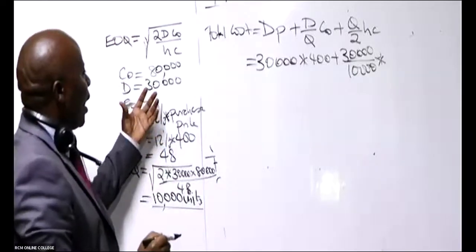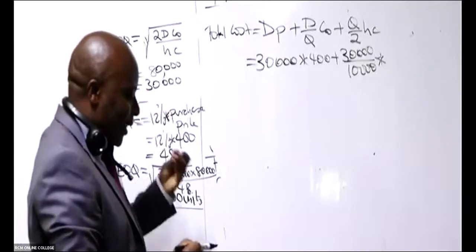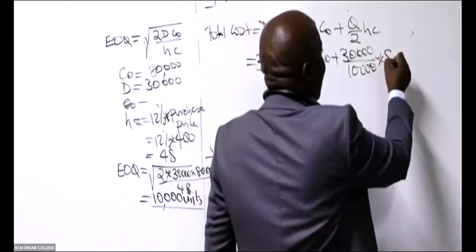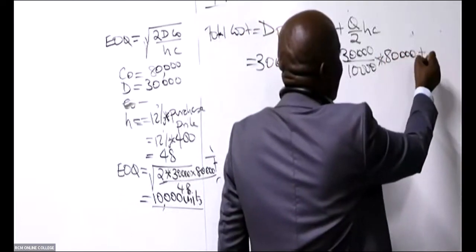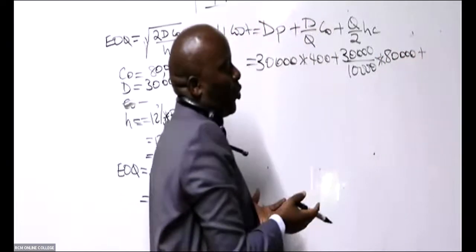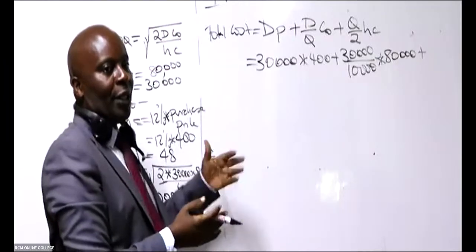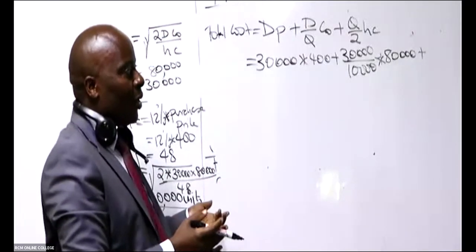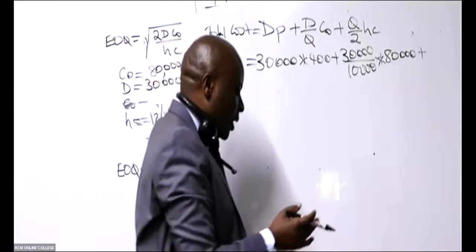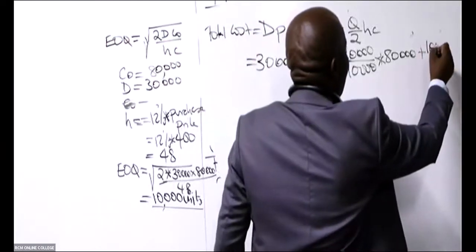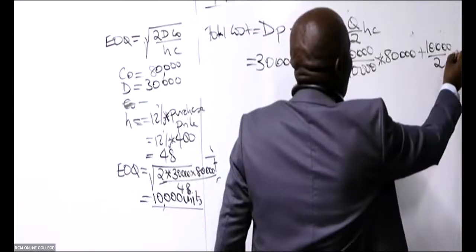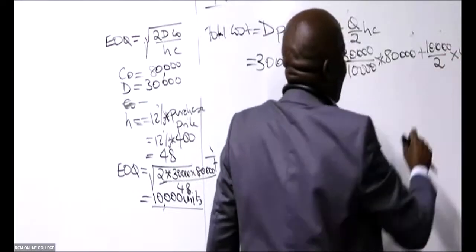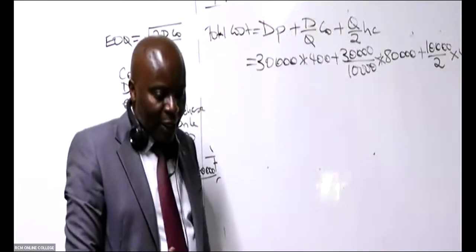The cost per order is how much here? It is 80,000. Cost per order is 80,000 plus, in this case here, again, Q over 2. The same quantity, which is the EOQ we are ordering. So the Q here is 10,000. 10,000 divided by 2 times the holding cost, which is 48.